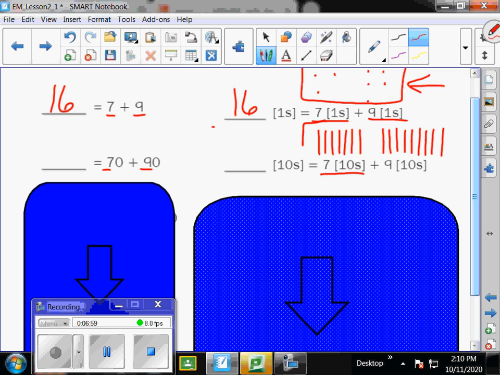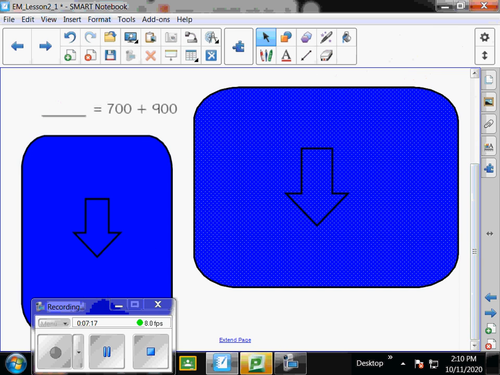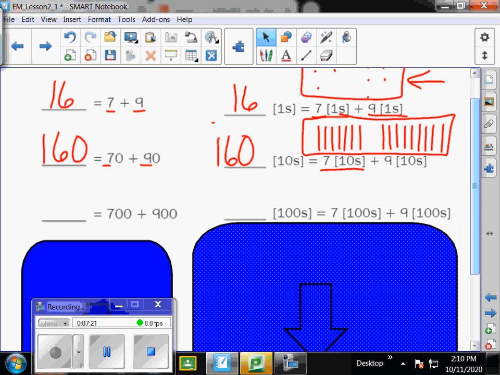But still, when I add up all of these tens, how many tens do I have? Well, I have 16. But because it's 16 tens, I'm going to put that 0 on the end. So my answer is simply 160. So that should make it real easy when we're thinking about 700 plus 900.